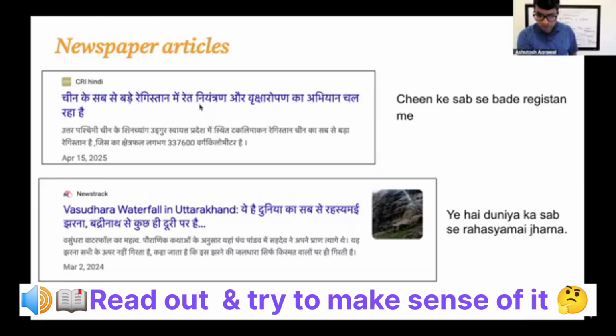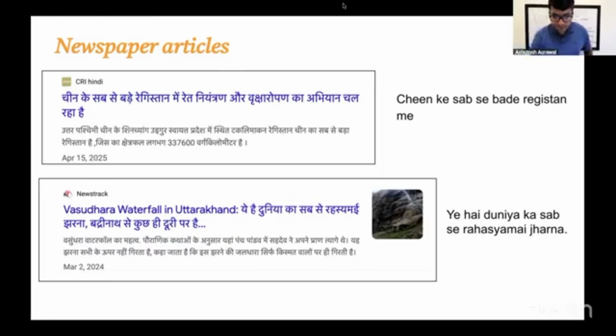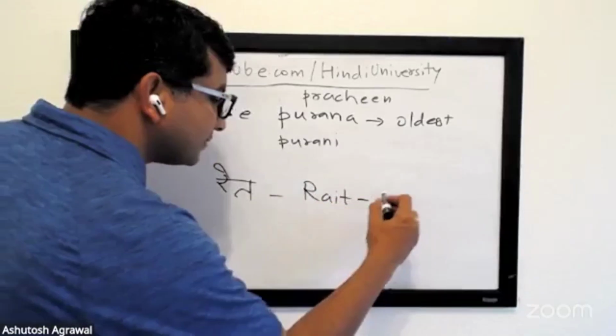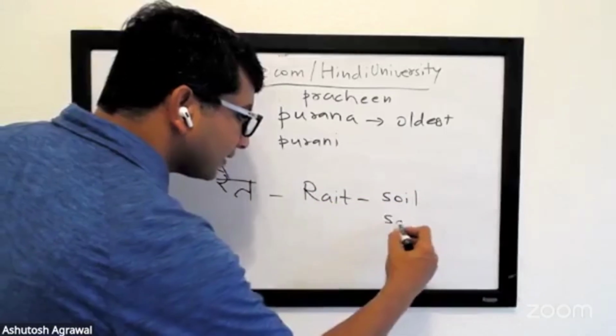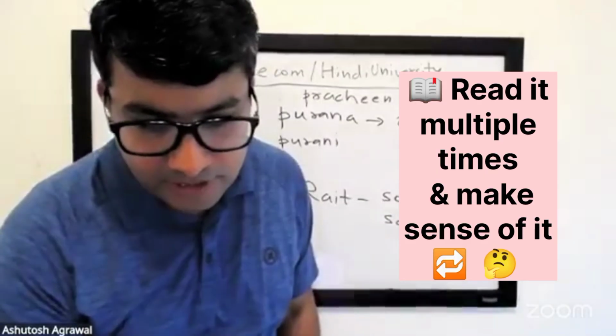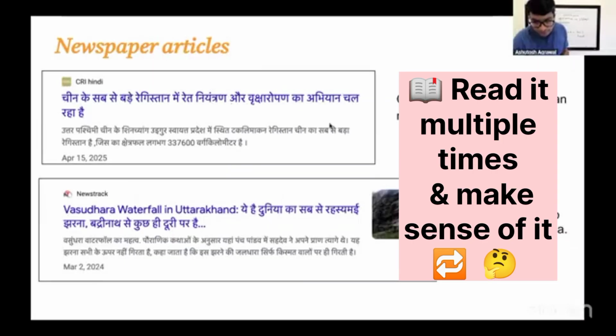It's control. Okay. Sorry, it's rate. I didn't read it. It's not rail, it's rate. What is rate? Yes, soil or sand. So read it as rate, and it means soil or sand. And the other word that you read here is Niyantran, control. Like you're managing soil, think of it as a control. What is this word? Vraksharopan.